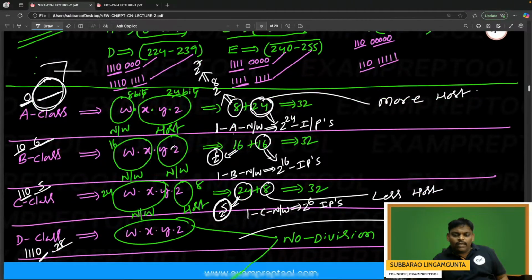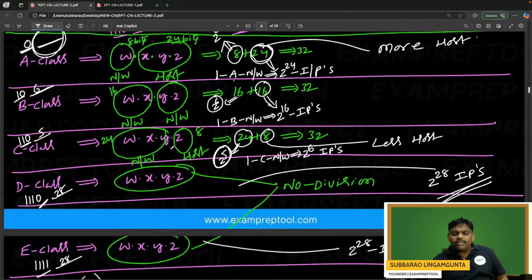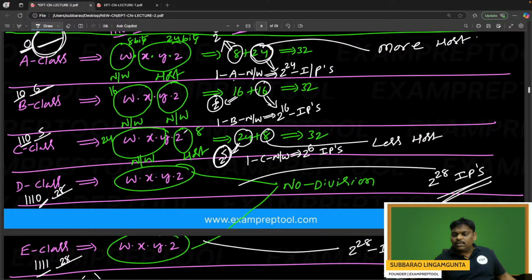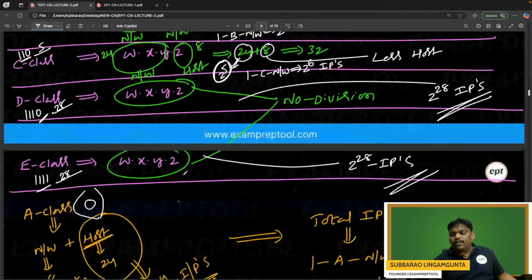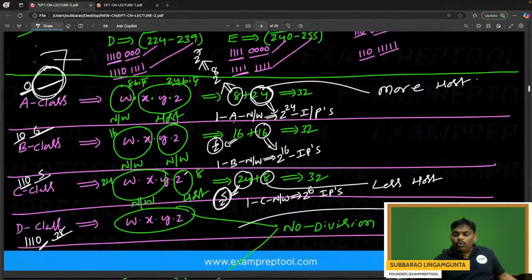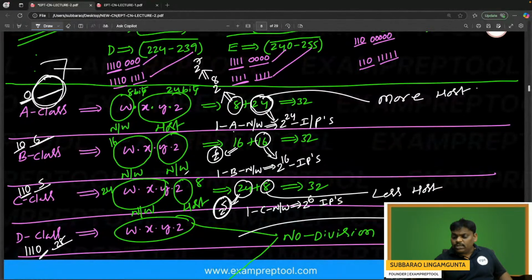Slowly, the division started. Class A has 2 parts: network part and host part. Class B has network part and host part. In class A, network is 8. Just remember it is 8. The remaining is 24. Next, slowly increasing: 16, 16. Then 24, 8. If you increase further, the network becomes 32, which is already 32. So there is no division. D and E have no division.